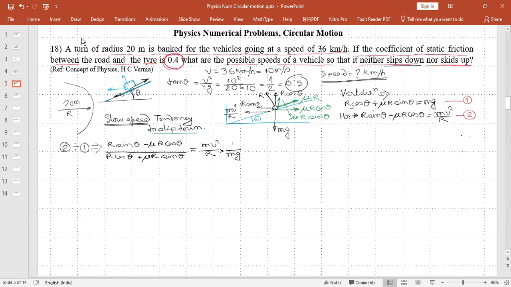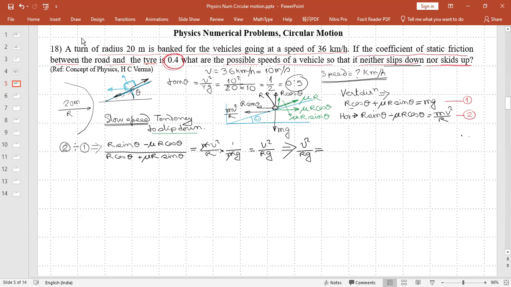This is equal to mg upon mg, which is equal to m and m gets cancelled, which is equal to v square by r. Right? Then from here, what do we get? From here, we take v square by rg on the left-hand side because we have to find out the v value.